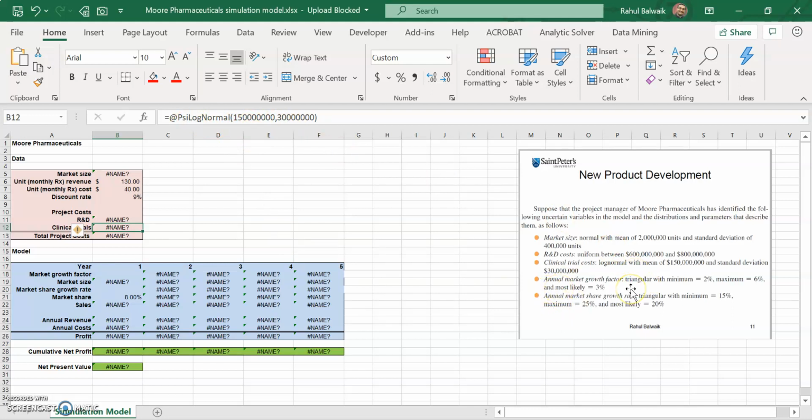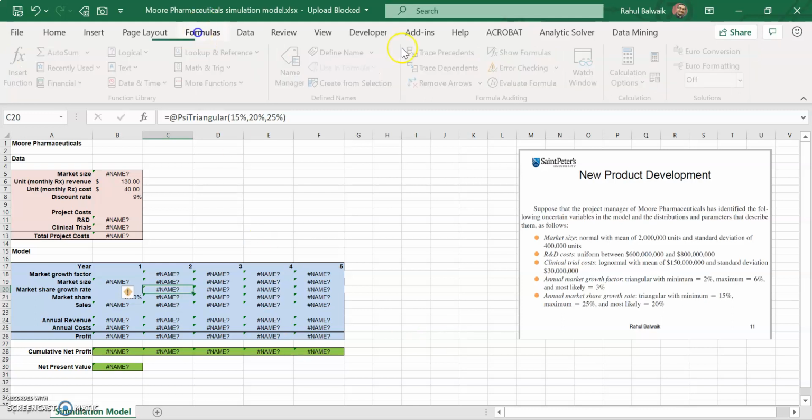The annual market growth factor is a triangular distribution with a minimum, maximum and the most likely value. So market growth rate is here, a triangular distribution of these values, right? That's the market growth factor, which is here with these values, and the market growth rate is with these values, right? So this is something that is assumed. These values are intelligently taken so that when I run the model, I will see some intelligent results, right?